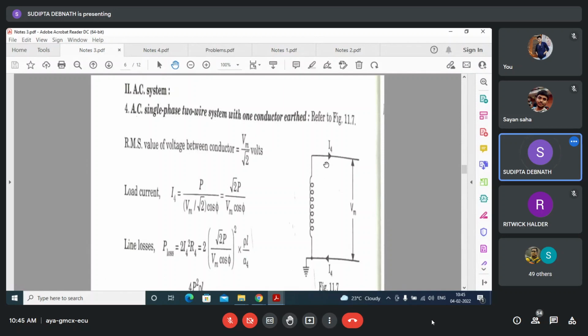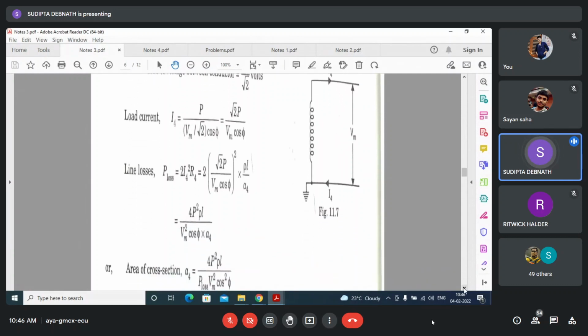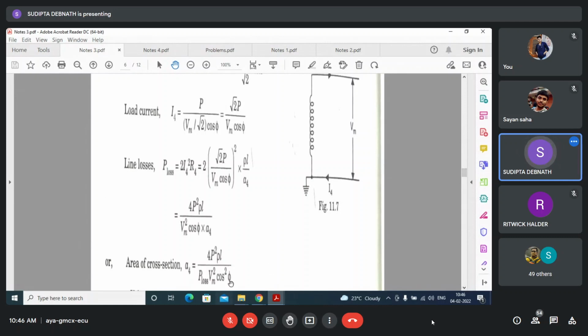Don't forget that. So what is P? P is equal to Vm by √2 into I4 cos phi. So now express I4 in terms of this one. It will come like this, because I have told P equal to Vm by √2 I4 cos phi. So express I4 like this. The other treatment is exactly same. Only 2 wires are there, so twice I4 square R4. And then express A4 in terms of all these quantities.